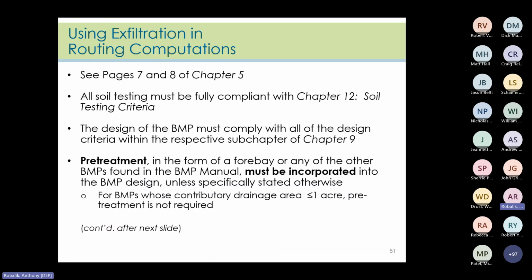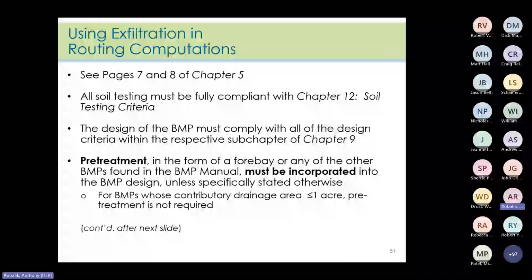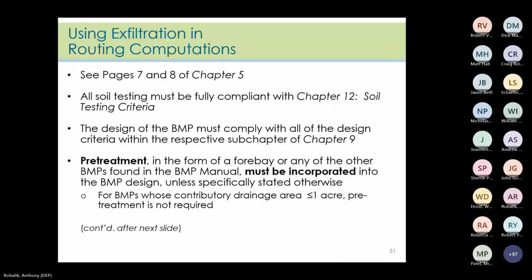But here are the first requirements for using exfiltration in routing calculations, as listed on pages 7 and 8 of chapter 5. Exfiltration is only allowed for certain small-scale GI BMPs that infiltrate runoff. All soil testing must follow chapter 12 requirements, and that'll be discussed further in the next presentation. Also, all design criteria as provided in the respective chapter of the BMP manual must be followed before the BMP can be approved.